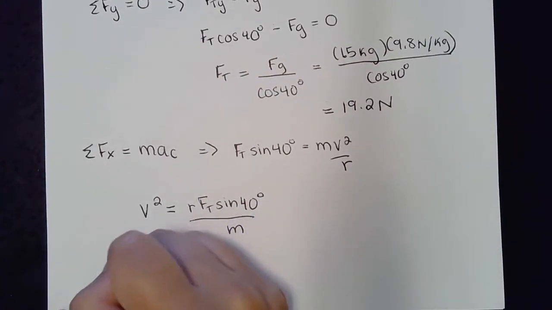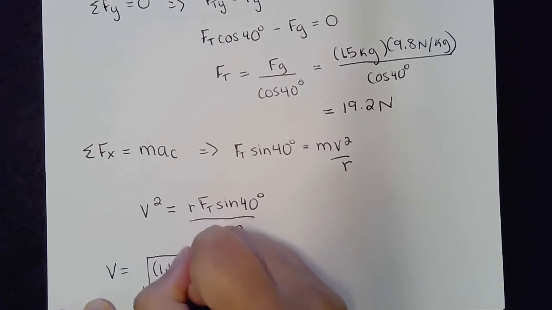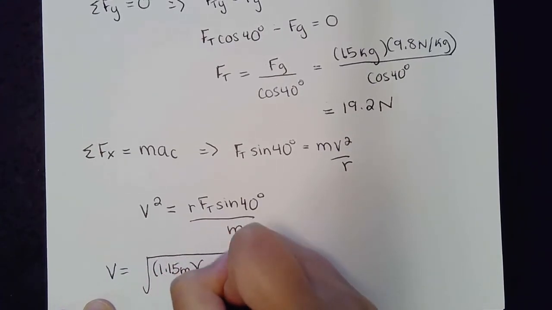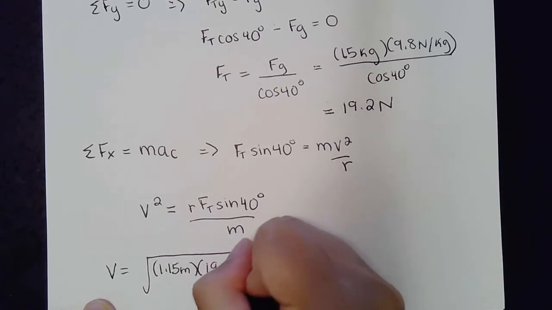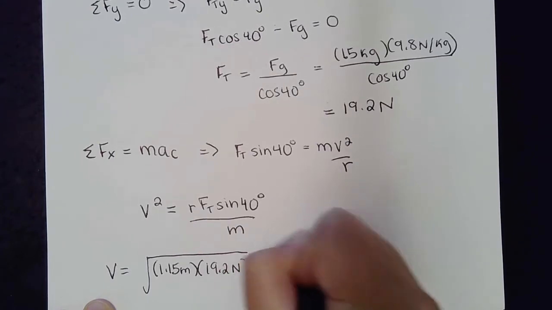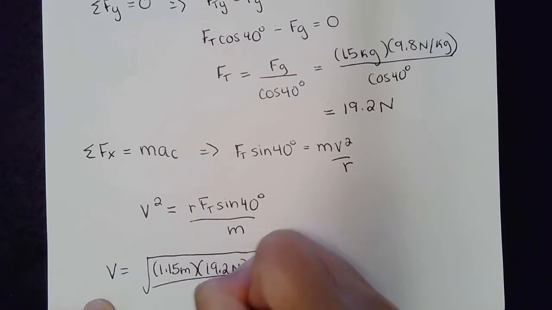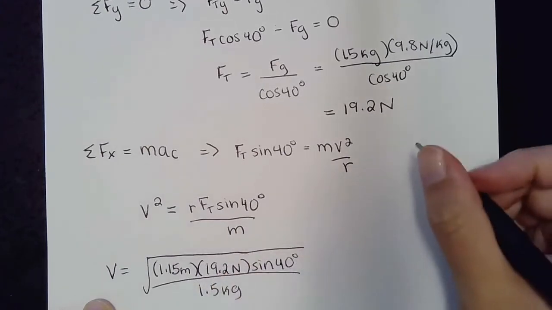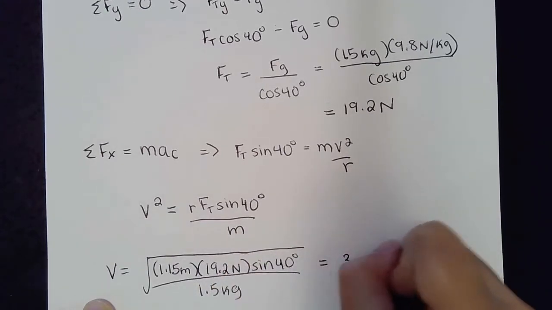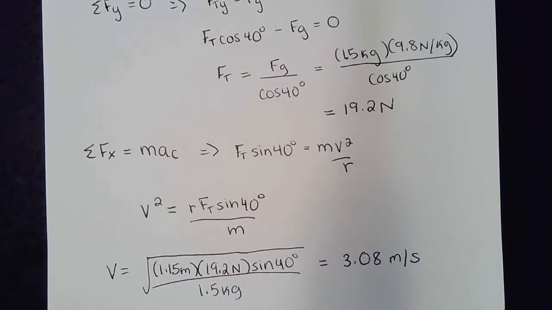So then v equals the root of 1.15 meters. Ft was 19.2 newtons, sine 40, divided by 1.5 kilograms, which is the mass, and this gives a speed of 3.08 meters per second.